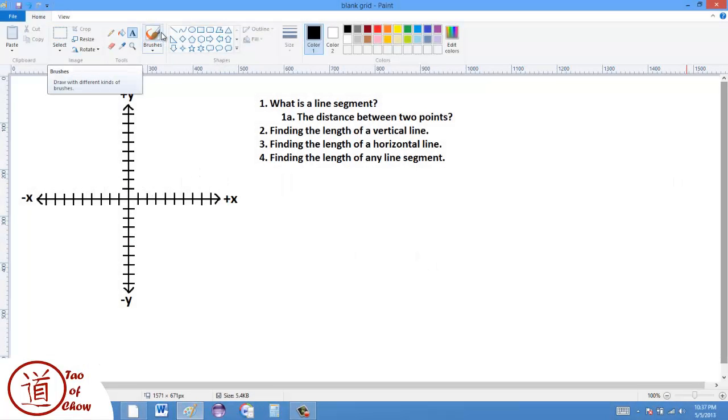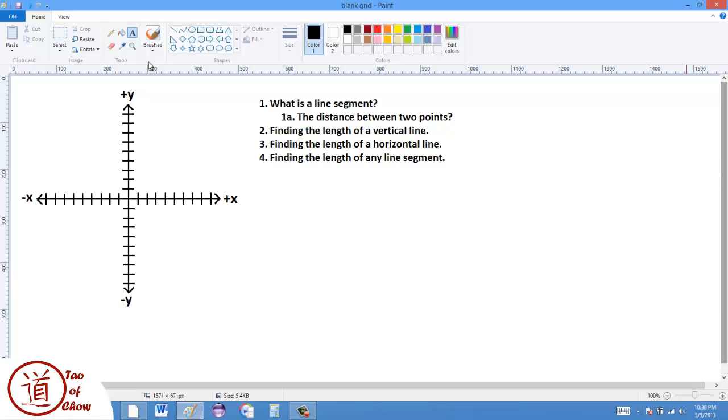In this video, I'd like to talk about a few things. The first one is what is a line segment, so I'm going to define that and how that's different from the distance between 2 points. Then I'm going to talk about the length of a vertical line and the length of horizontal lines, which is essentially the same type of thing. And then we're going to talk about finding the length of any line segment.